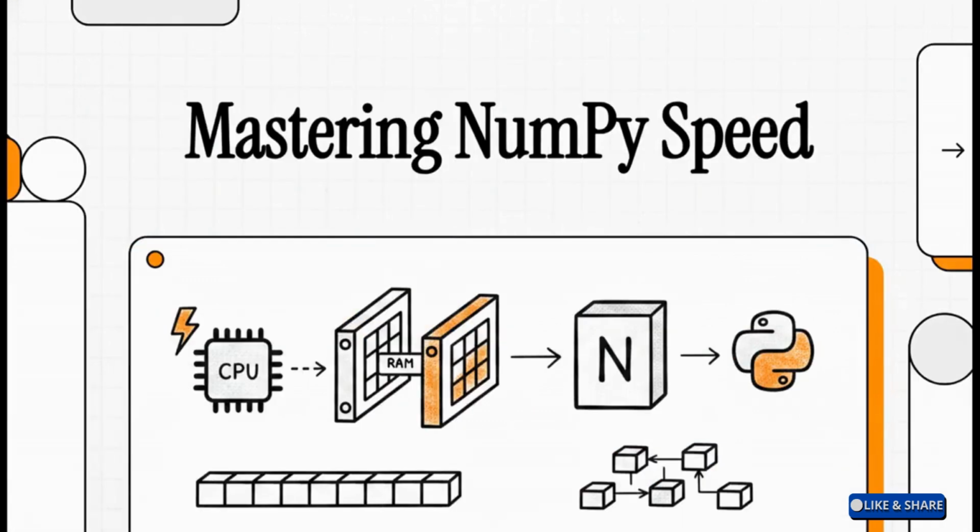So welcome to this explainer. Today we are taking a deep dive into the hidden mechanics of Python's most powerful numerical engine. We're going to strip away the surface-level syntax and look at what is actually happening down in your computer's memory that makes NumPy the absolute backbone of modern data science and machine learning.